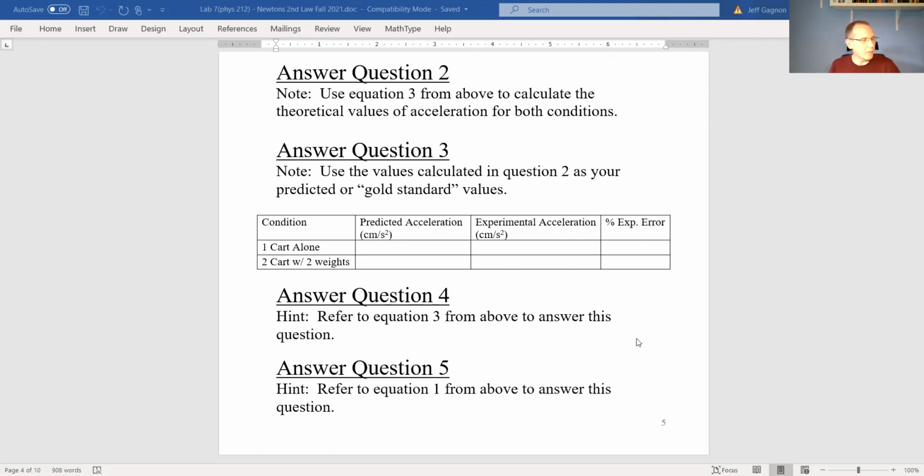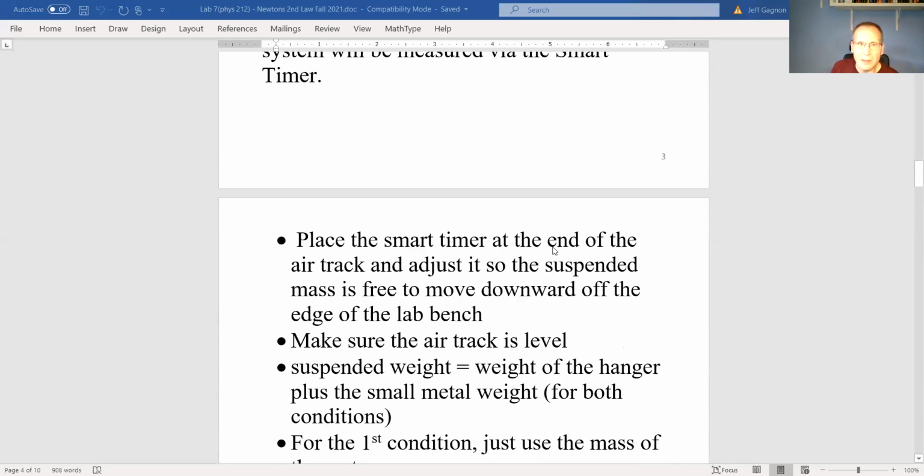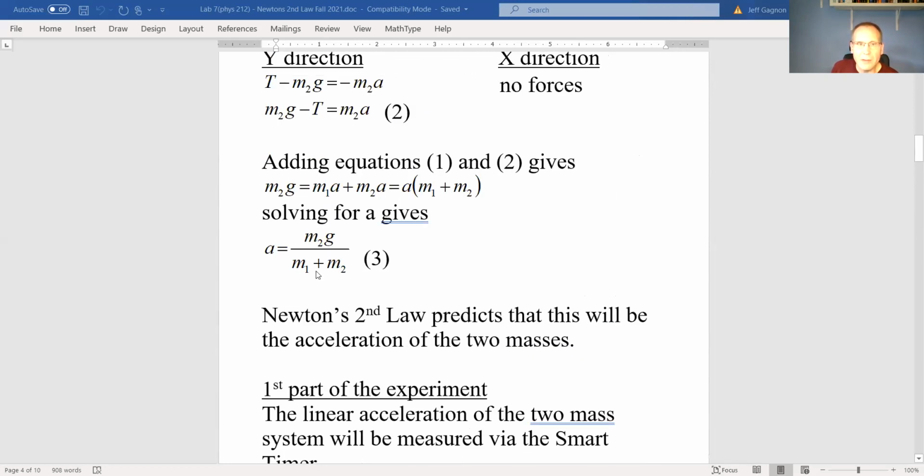Okay, question 4. This is from the lab manual. It says, based upon the results that you obtained in this experiment, how does the acceleration of the cart vary with its mass, given that the suspended mass is maintained? And my hint is, well, first of all, you could answer the question by looking at your data, but my hint is it might be easier just to use this equation, the theoretical equation that we derived.